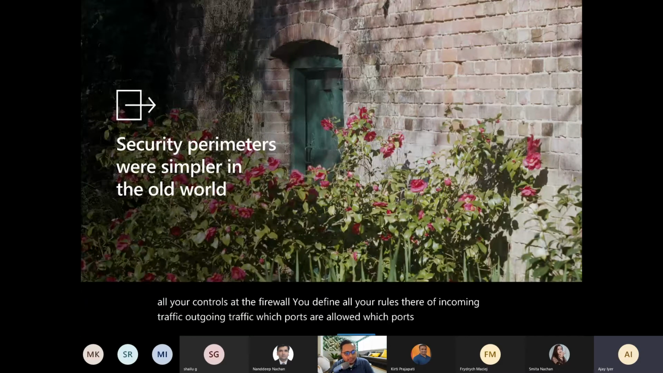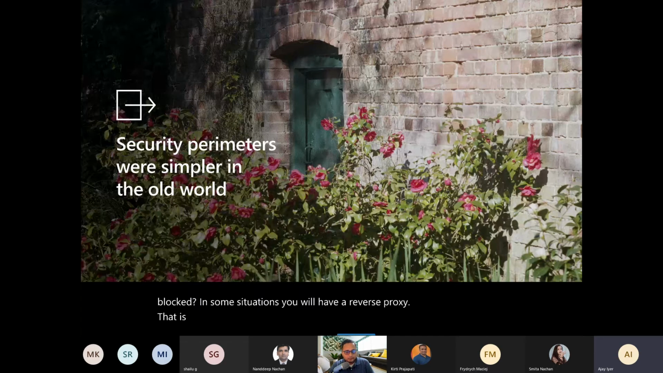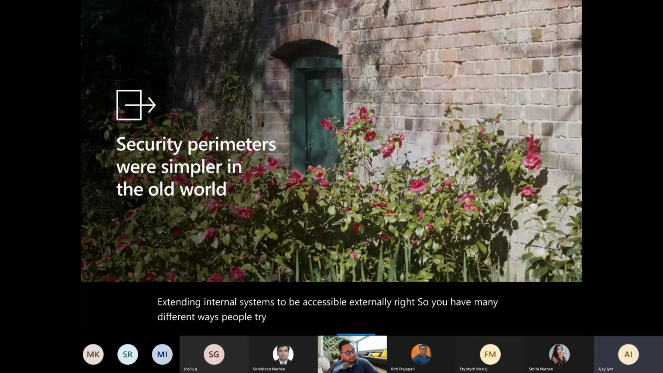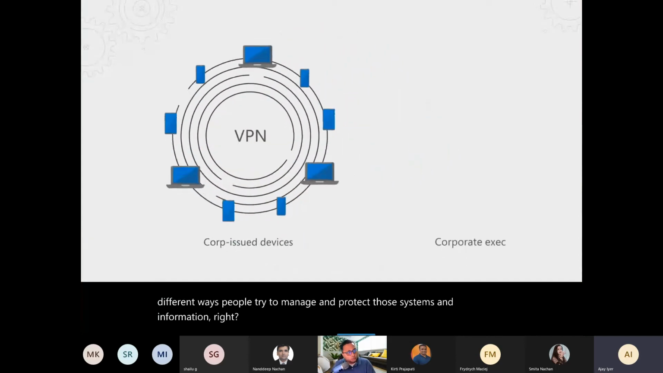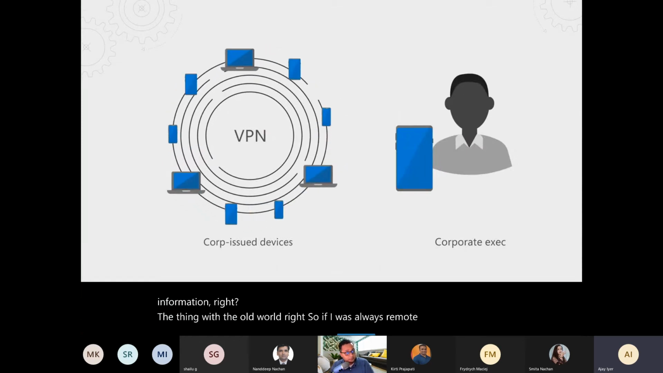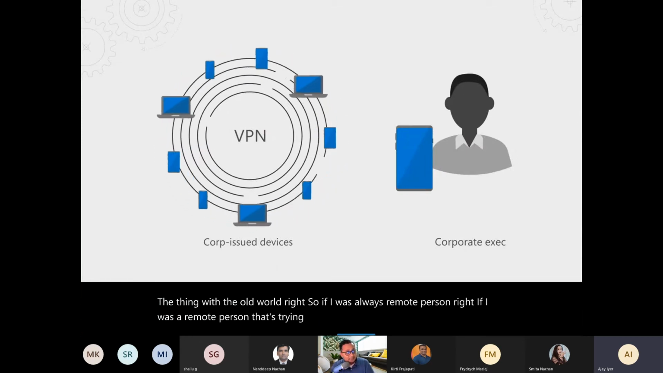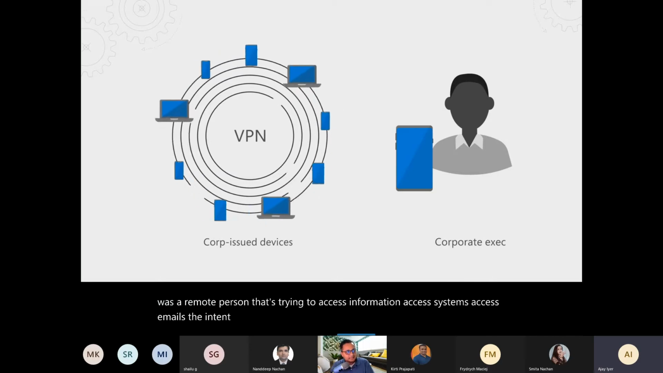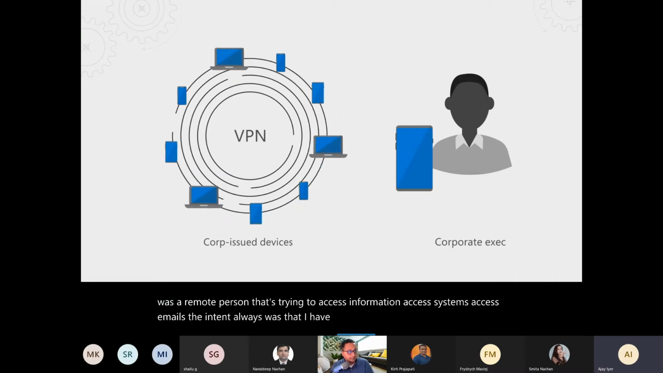In some situations, you'll have a reverse proxy that is there for extending internal systems to be accessible externally, right? So you have many different ways people try to manage and protect those systems and information, right? The thing with the old world, right? So if I was always a remote person, if I was a remote person that's trying to access information, access systems, access emails, the intent always was that I have to access them via VPN, right?